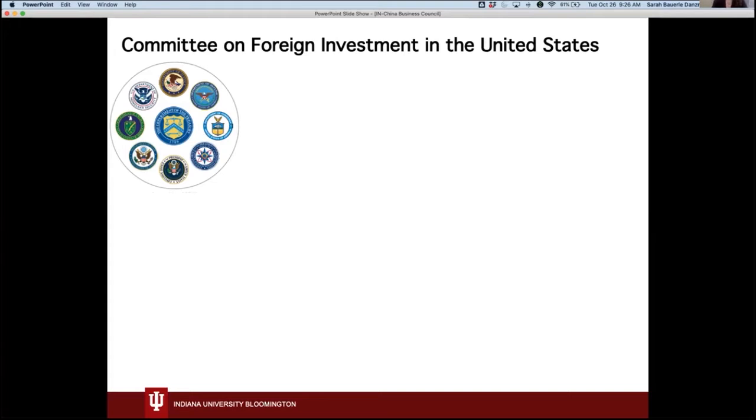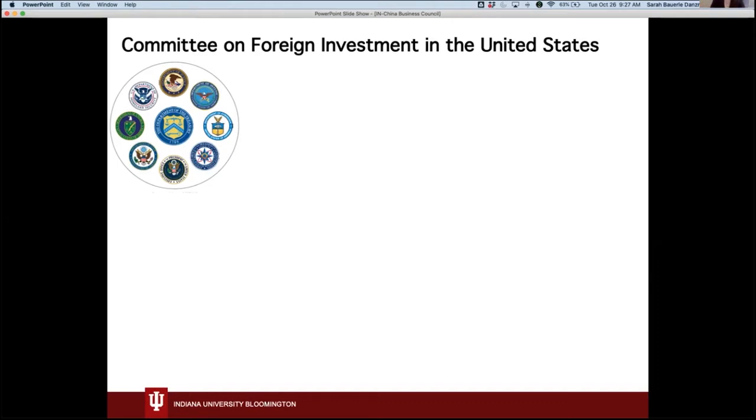So CFIUS operates as an interagency committee chaired by the Department of Treasury. Here it is in the center of this circle. And then there are 8 other federal agencies that have a voting seat on the committee. And these range from the Department of Defense to the Department of Commerce, State, and several other agencies within that realm of both foreign policy and also economic policy.